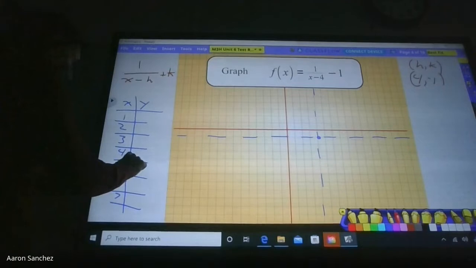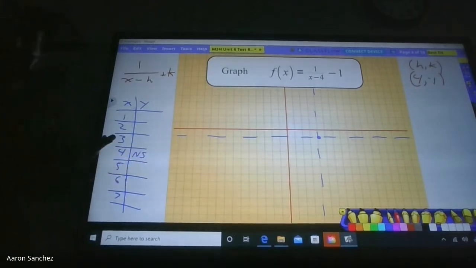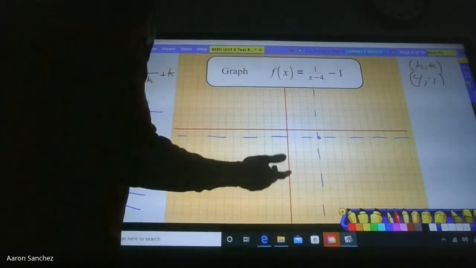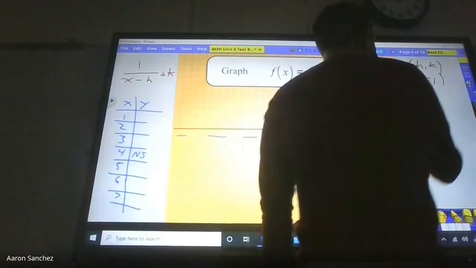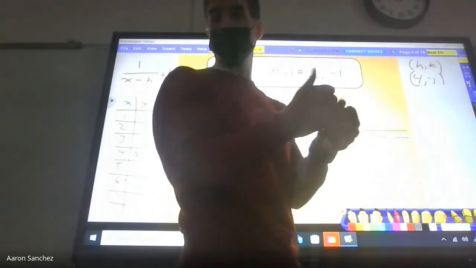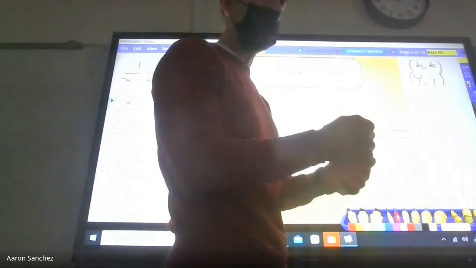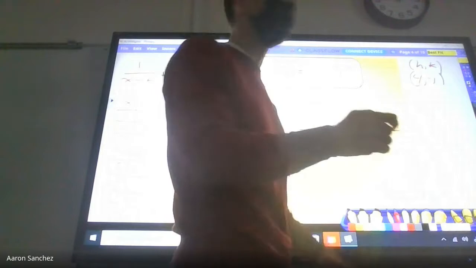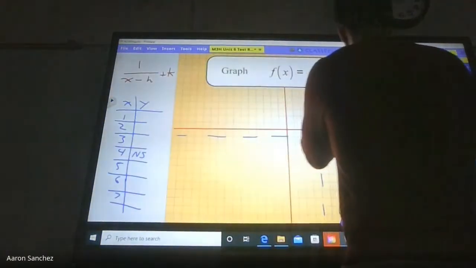So we'll say 4 is going to be no solution because that's our asymptote, because 4 minus 4 is 0. So number 1, we go, and if you want, you can use a calculator and get decimals for this, right? I don't know if decimals might help you. So just plug it in and solve for decimals. So let's plug in 1.